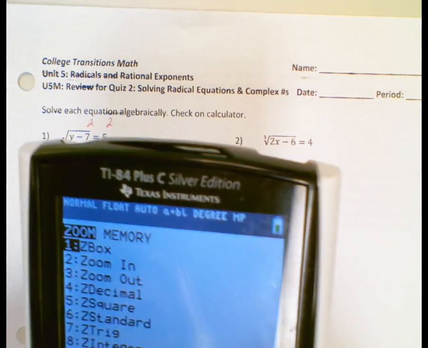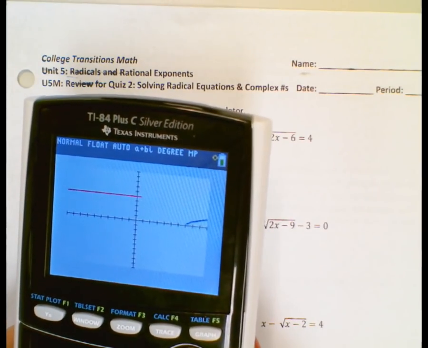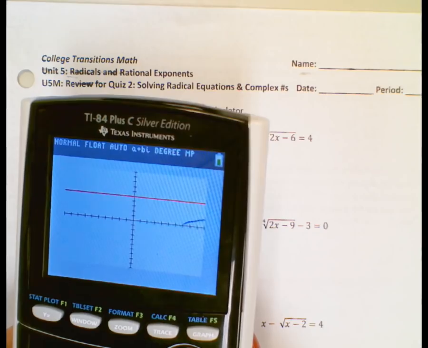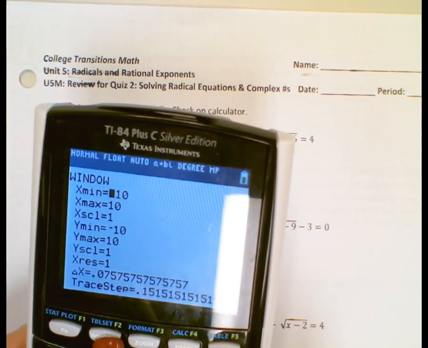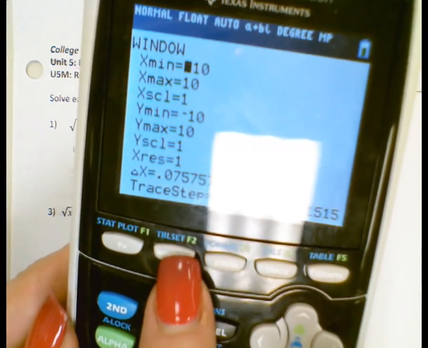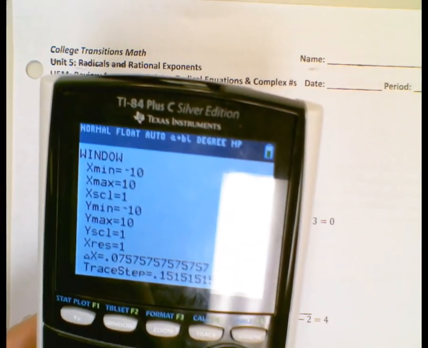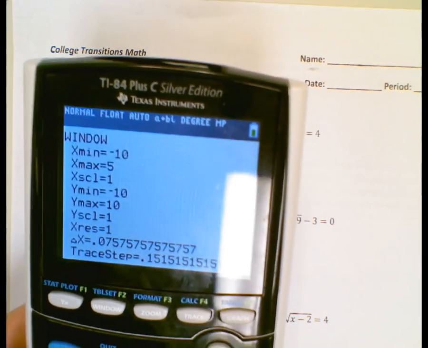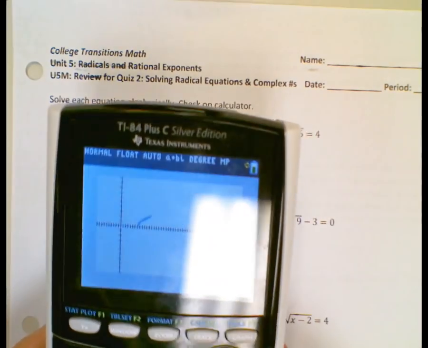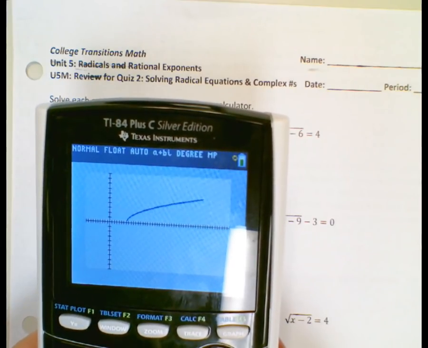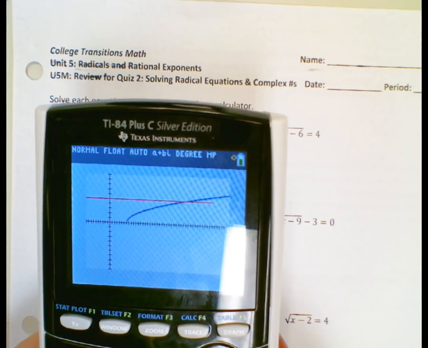Now, if you press zoom 6, you're not going to see these intersect because we just said our answer was 32. So you see that little hook up the right? You can't see where these intersect. So what you have to do is expand the x-axis. So you go to window. Window is right here where my finger is. And you want to go to x max, and we're going to change this to 50. And then press graph. Now we should see where they intersect. So we expanded the right side of our graph so that we can see where these intersect.